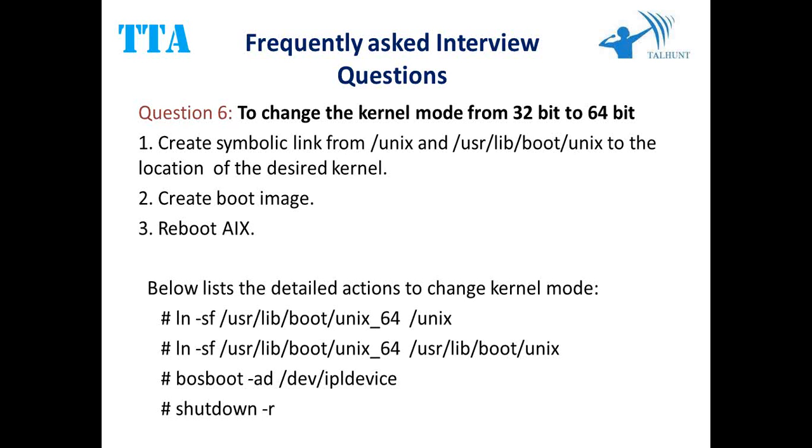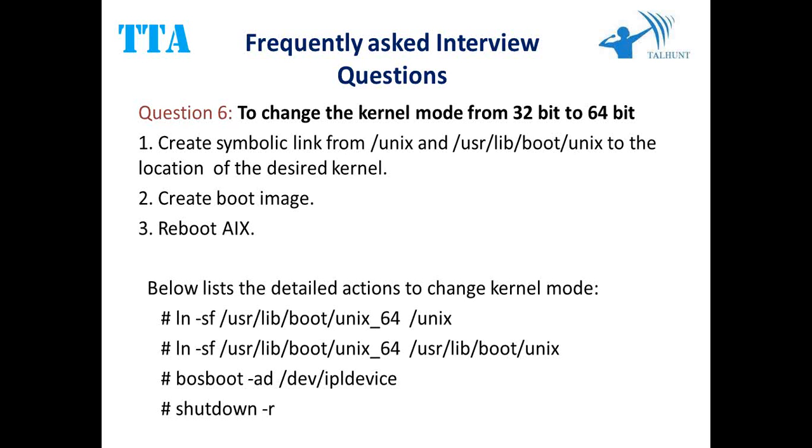Yeah, but still, to answer the question that's been raised, if a 32-bit option is there, then you need to create a symbolic link for these two files, Unix and /usr/lib/boot. There are two Unix files, one under root and one under /usr/lib/boot. So you need to configure the right kernel. There are two kernels. One is just Unix, which is 32-bit. Unix_64 is a 64-bit kernel. So you give a soft link to that particular location, then reboot the image, and you will get the 64-bit image. So the step is creating a symbolic link.